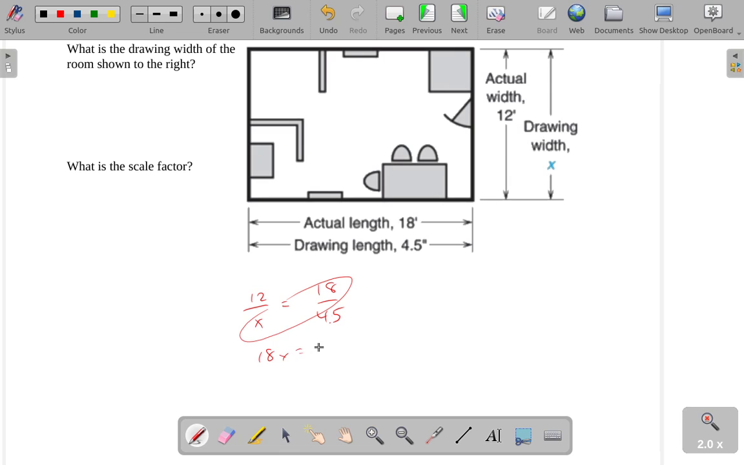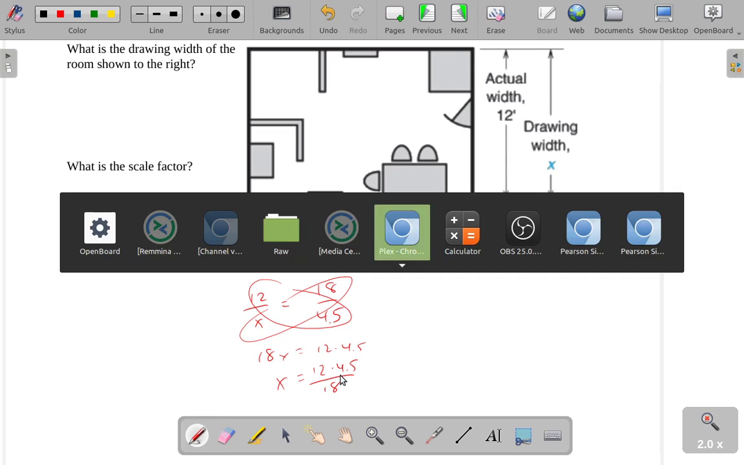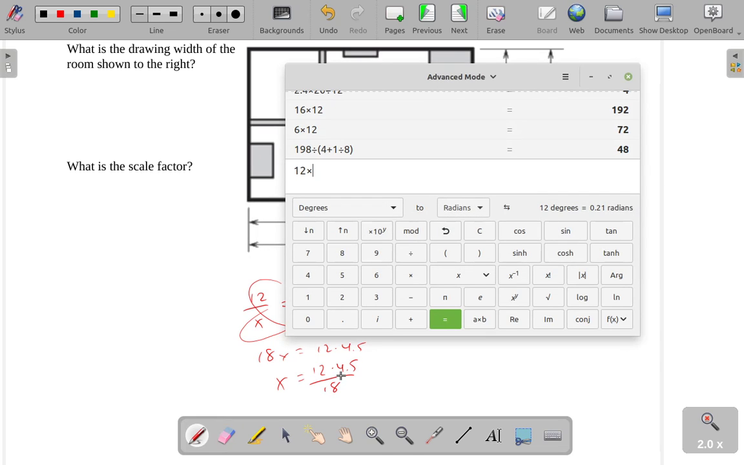I get 18x equals 12 times 4.5. So x is 12 times 4.5 divided by 18. I'll just plug that into the calculator. 12 times 4.5 divided by 18 gives me 3.